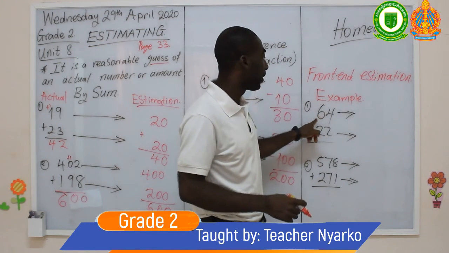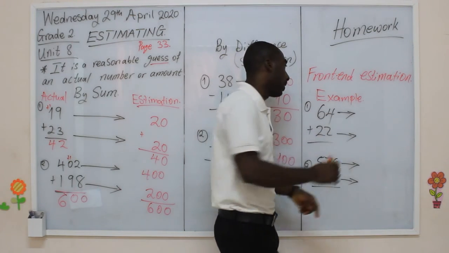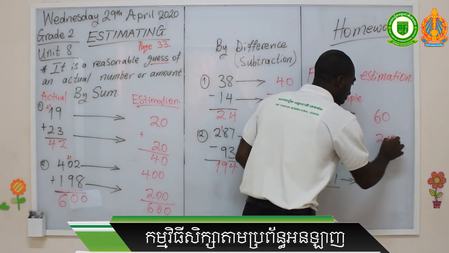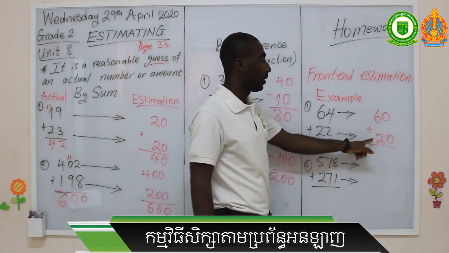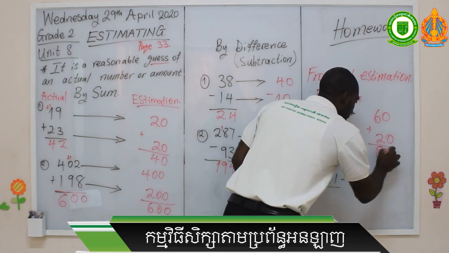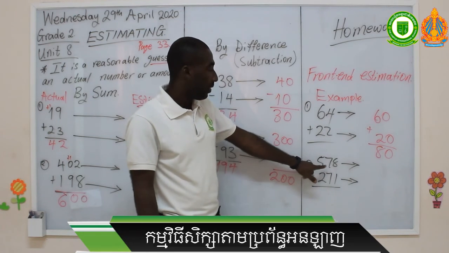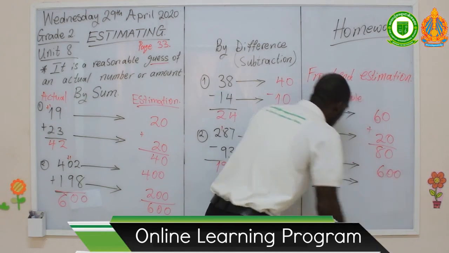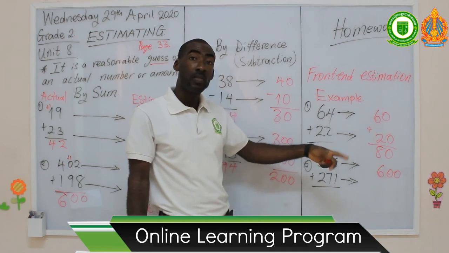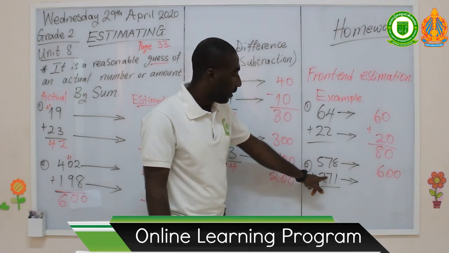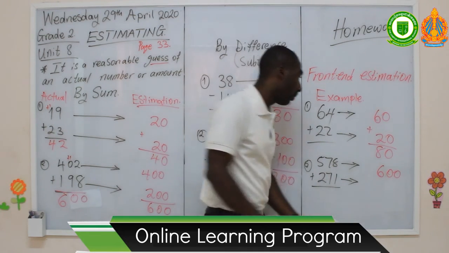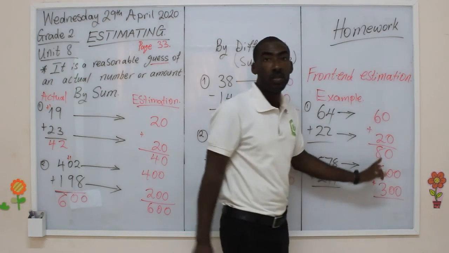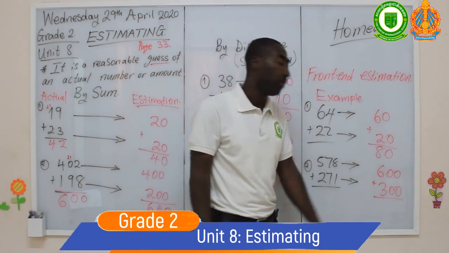So with example 1, your 64 will be estimated to 60, and then your 22 will be estimated to 20. We are doing addition, so this plus this will give us 80. We have 578, which will be estimated to 600, because 578 is very close to 600. 271 is also very close to 300, so we estimate that to 300. So we do plus. 600 plus 300 will give us 900.